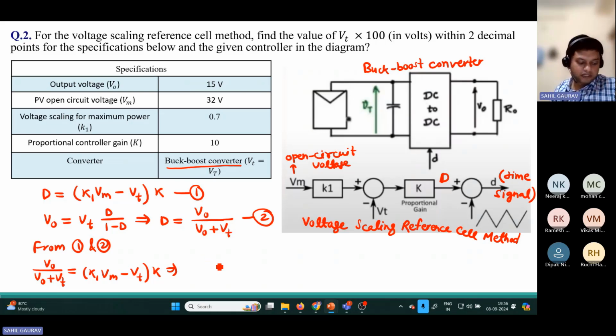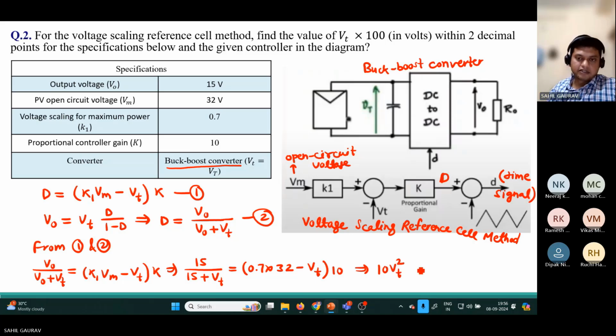So put all the values. V naught is 15, so 15 upon 15 plus Vt equals K1 is 0.7, Vm is 32 minus Vt, which we have to calculate, and K is 10. If you do simplification, you get a quadratic equation: 10 Vt square minus 74 Vt minus 3345 equal to 0. So from here you will get two terminal voltages.